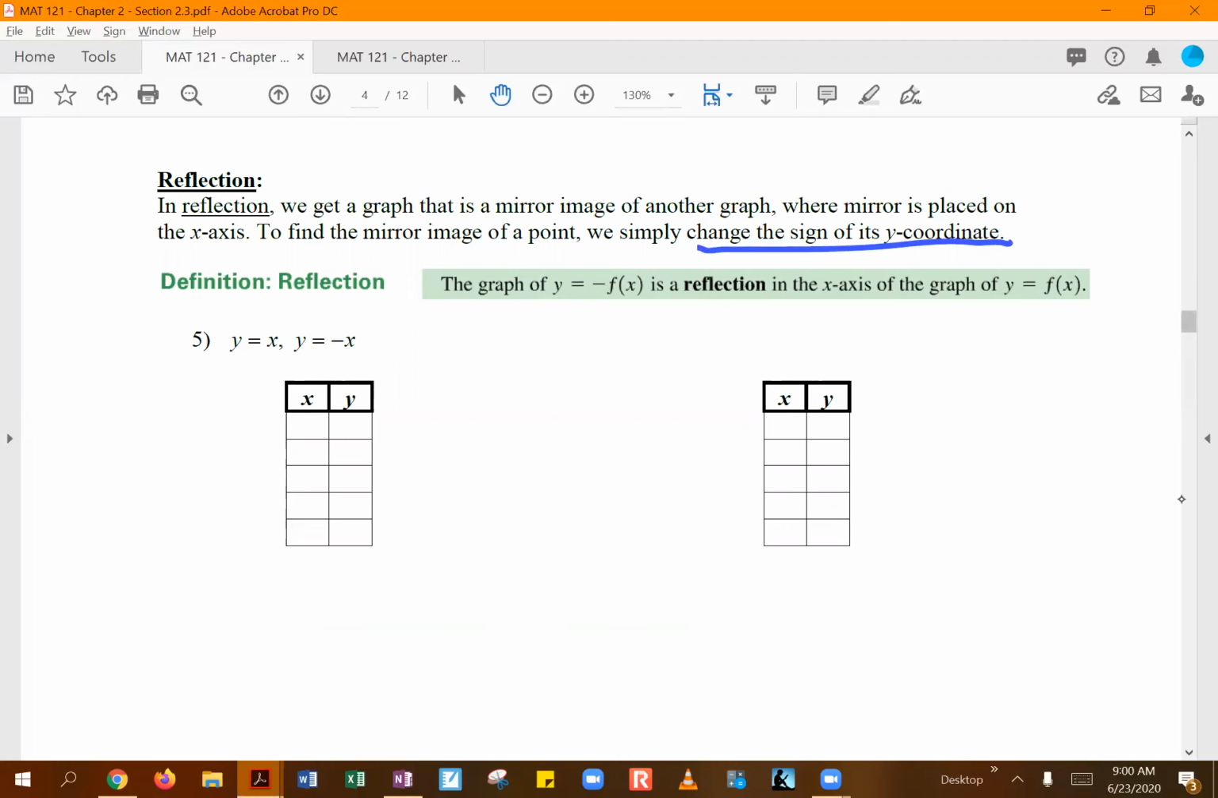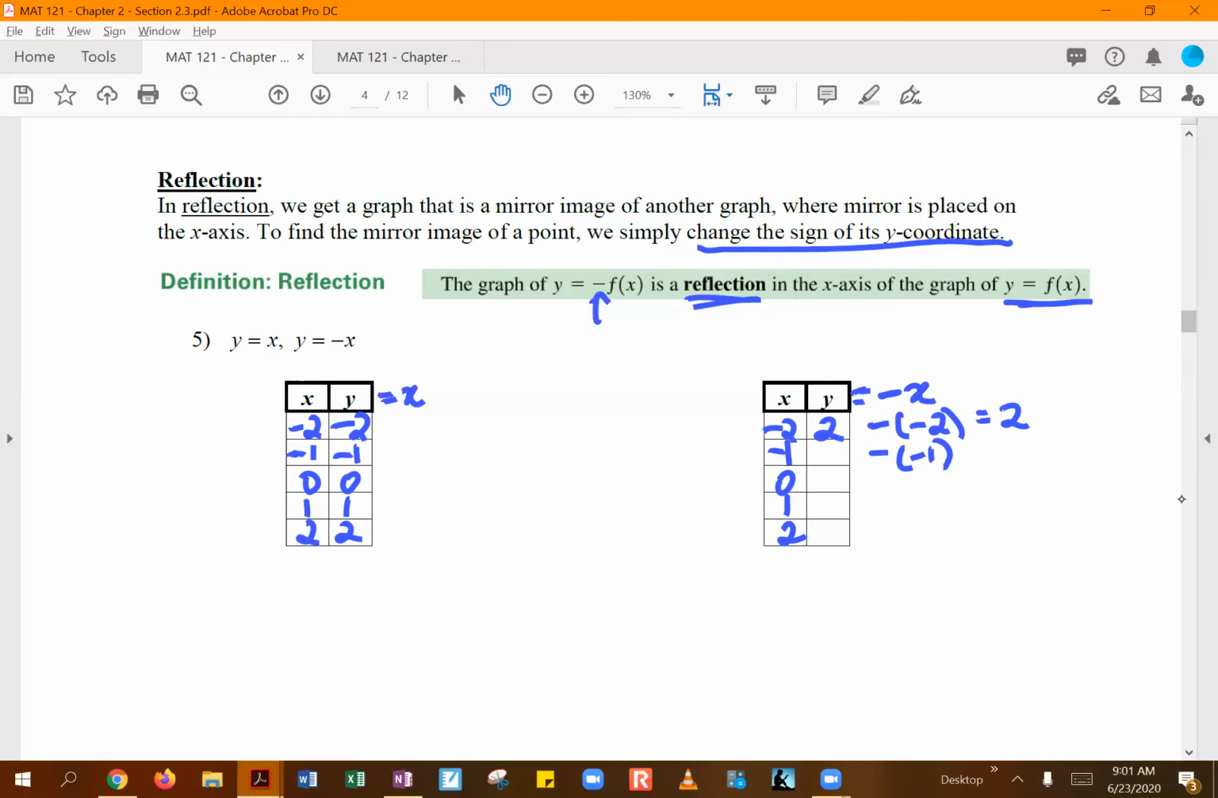And in this case, because this function is negative of x, that means in front of every x value, you put a negative sign. So that changes this to a positive 2. Negative of negative 1 will, of course, become positive 1. Negative of 0, because 0 does not take a sign, will stay as 0. Negative of 1, this guy, of course, becomes negative 1. Negative of 2 will become negative 2.